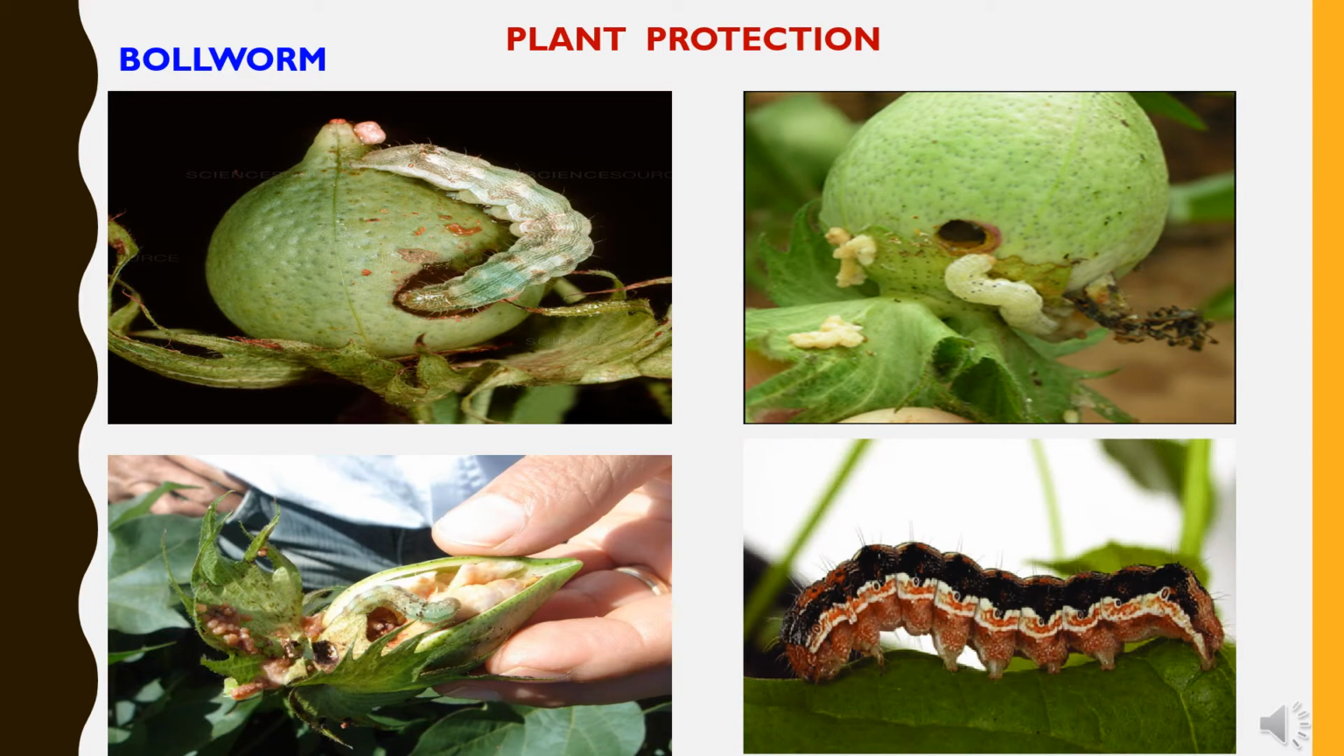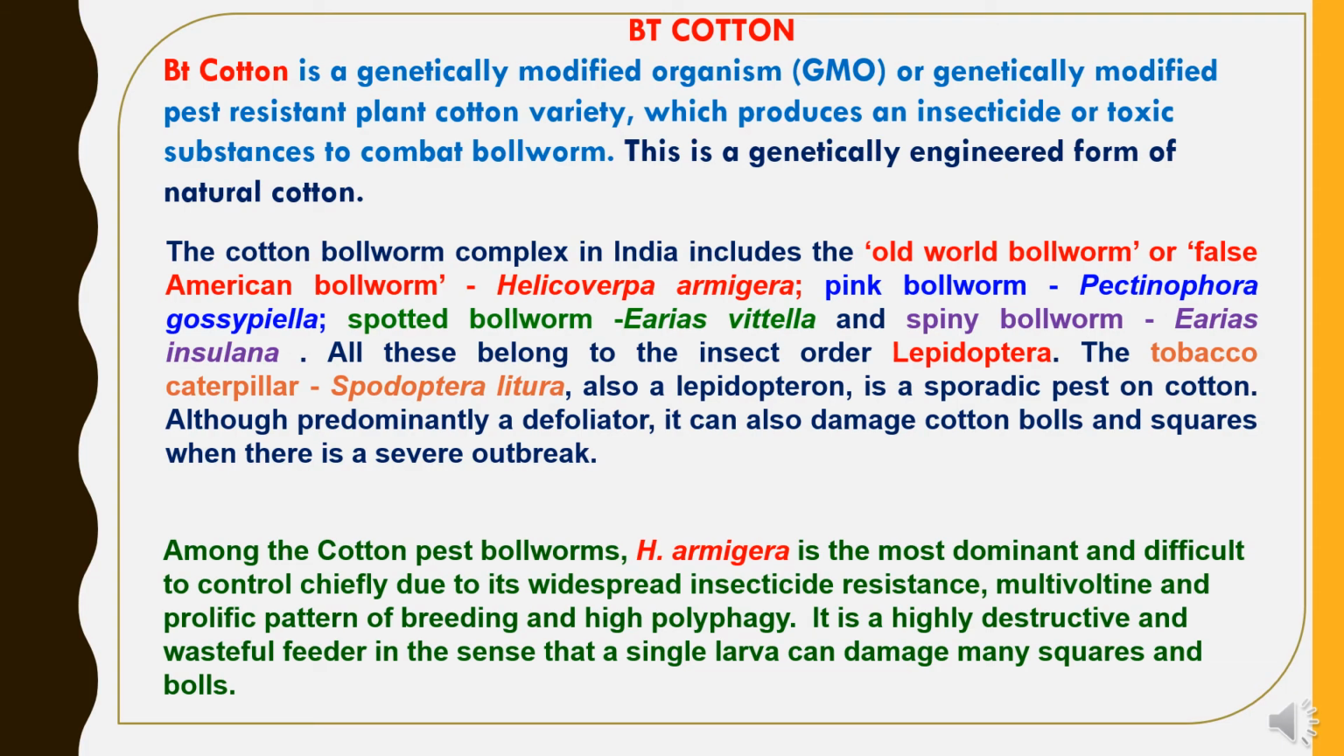Now we will study plant protection measures in cotton hybrid seed production. In cotton crop, American bollworm is one of the most dangerous pests. For its control, BT cotton was developed, about which we will discuss now. BT cotton is a genetically modified pest-resistant cotton variety which produces an insecticide or toxic substances to combat bollworm. This is a genetically engineered form of natural cotton.